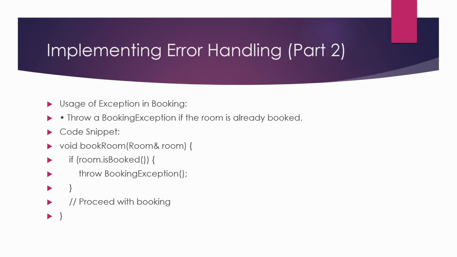Here we see how to use the custom exception in the bookRoom function. If the room is already booked, the function throws a BookingException. This prevents users from making invalid bookings and ensures the integrity of the system.